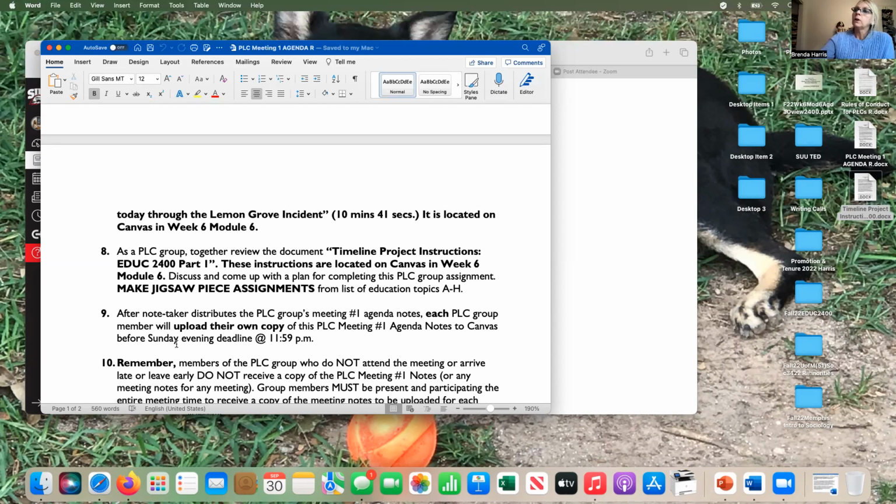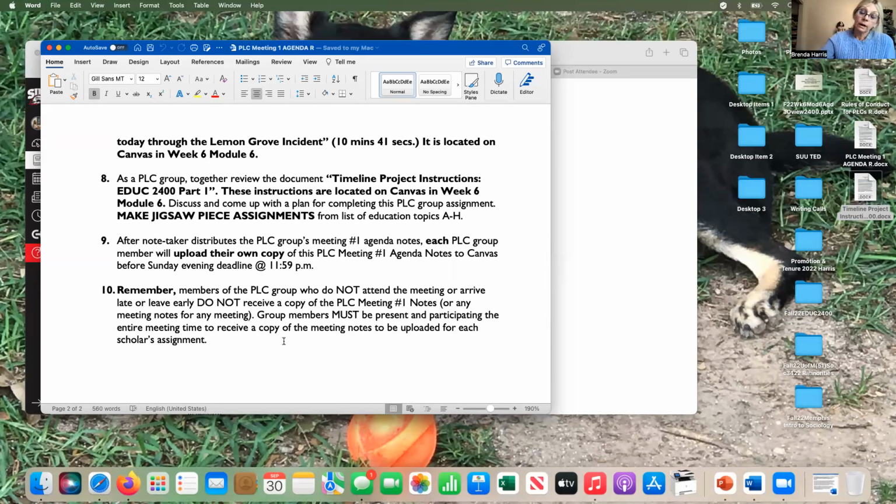So on your agenda for item number 9, after the note taker distributes your group's meeting 1 agenda notes, each PLC group member will upload their copy of the notes to Canvas before the Sunday deadline. You know how I always say, well before 11:59 p.m., just so you give yourself a bumper of time in case the internet goes down, your computer's not working, whatever it is, you have room for emergencies. In case you have it done a little bit ahead of time, you're not racing the clock. Okay. I'll show you where that is as well.